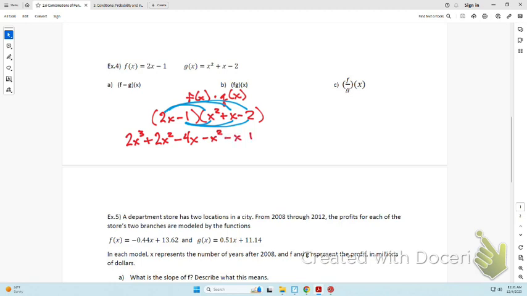You may be doing or understanding the math perfectly, but you want to go slow with your signs so you don't mess up. Now just combine like terms. I don't see another cubed, so 2x cubed. I can go 2x squared minus x squared and get x squared. -4x minus x is -5x, and plus 2.